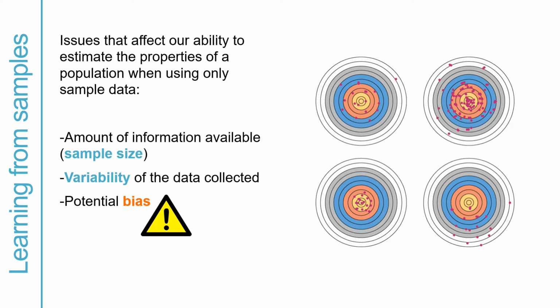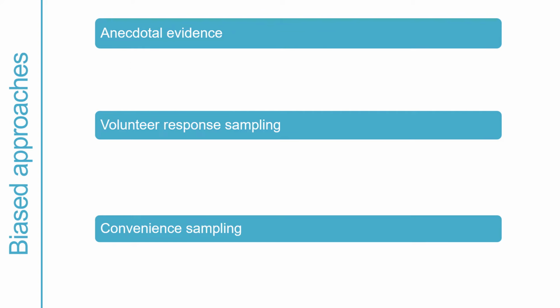This means that when designing your data collection process, you must think very hard about any potential source of bias and what you can do to avoid it. So let's start with some data collection approaches that are known to come with inherent built-in biases.